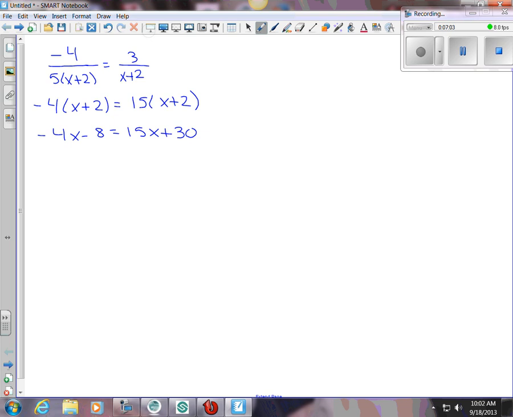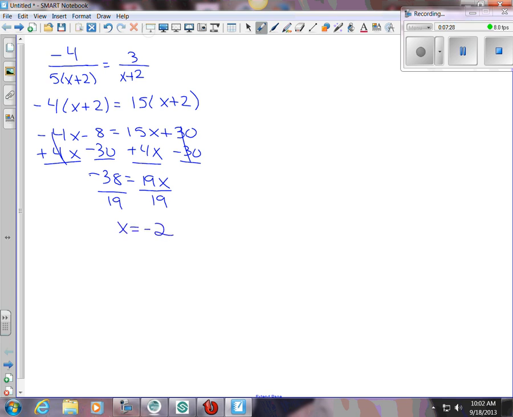Okay, so which way do I want to move the negative 4? Do I want to leave it or bring it over? Yeah, let's bring that 4x over and subtract the 30. Are you guys okay with that? Okay, so we get negative 38 equals 19x. Good. So I get x equals negative 2.